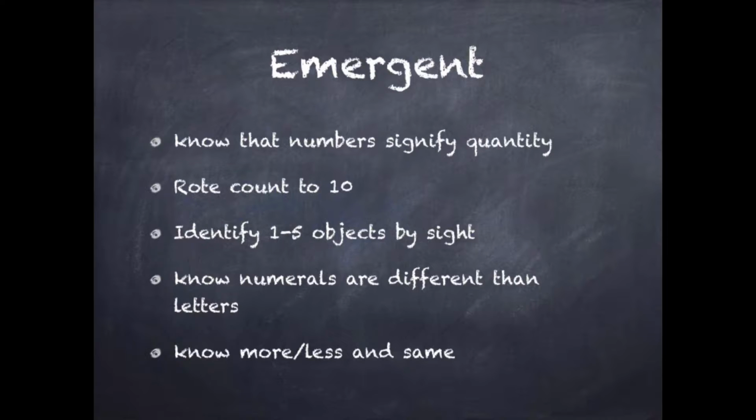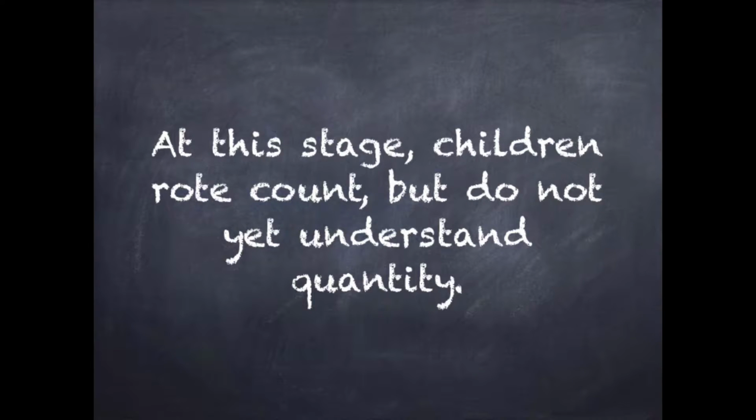They're starting to know that they have more of something or there's less, but they can't tell you how much more. They just know that it's bigger and smaller. So the big takeaway from this stage is that children rote count, but they don't understand quantity yet. So it's okay to let them rote count even up to 100. They need to learn the names of the numbers so later they can deal with learning the quantities.